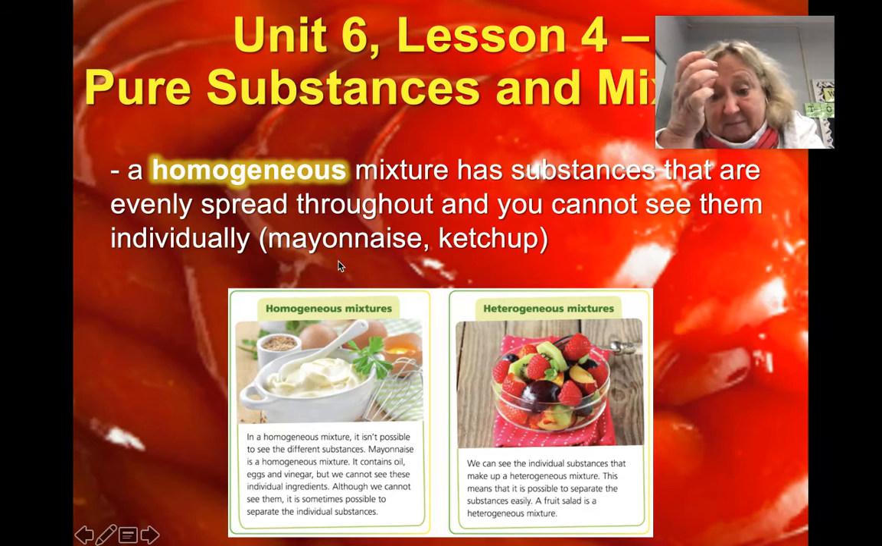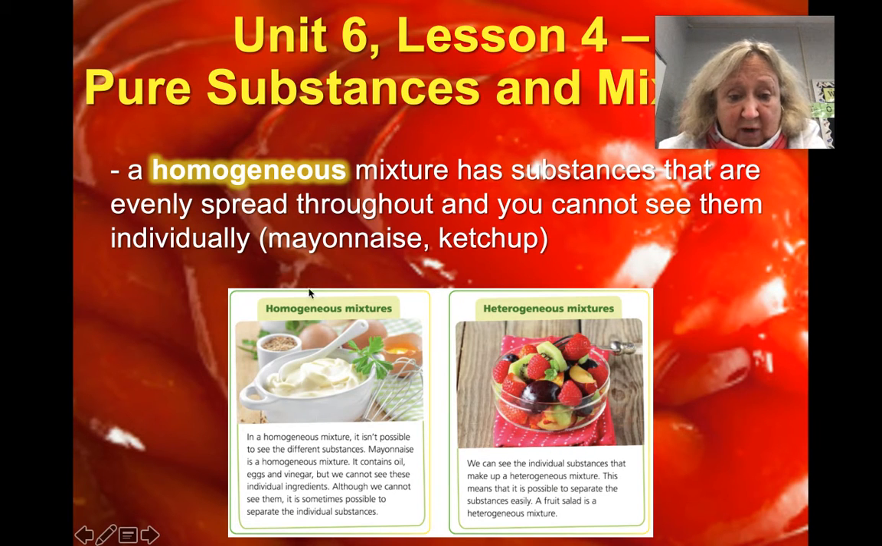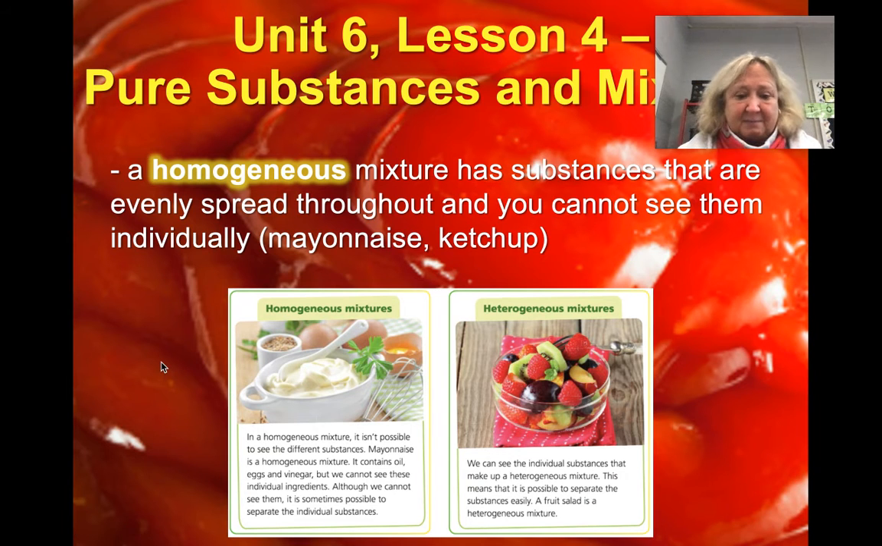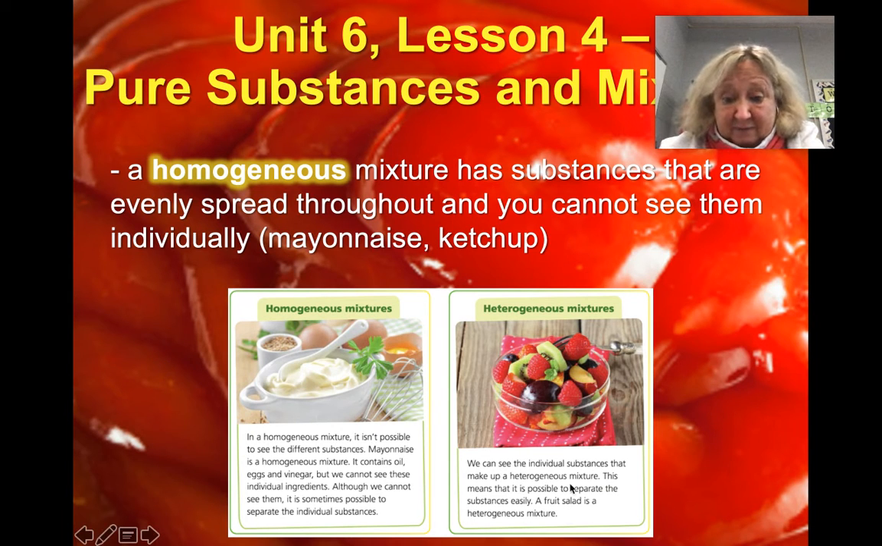The examples they give are mayonnaise and ketchup. These are two great examples here. In a homogeneous mixture, it isn't possible to see the different substances. Mayonnaise contains oil, eggs, and vinegar, but we cannot see them individually. You don't see the oil or whatever. But even though you cannot see them, it is sometimes possible to separate them out. We could not do that just in a normal classroom, but it is possible. Then with a fruit salad, you could pick out the strawberries, the apples, the kiwi, whatever. So heterogeneous is really easy to tell.